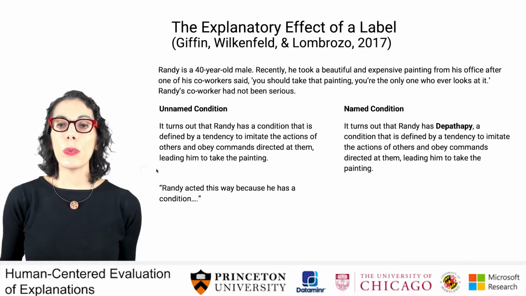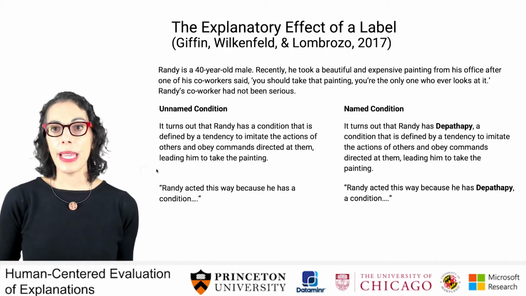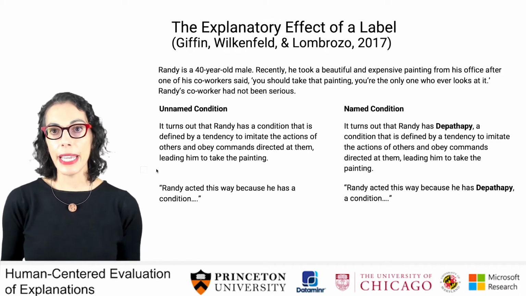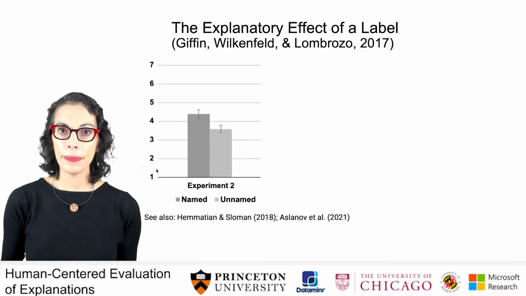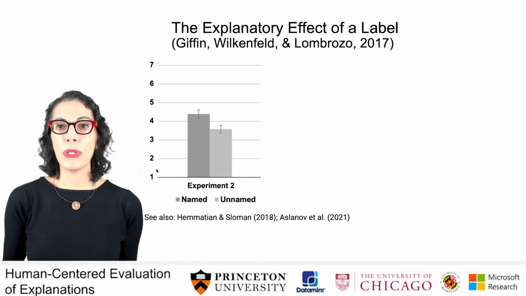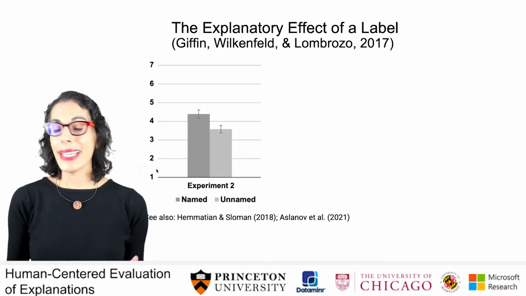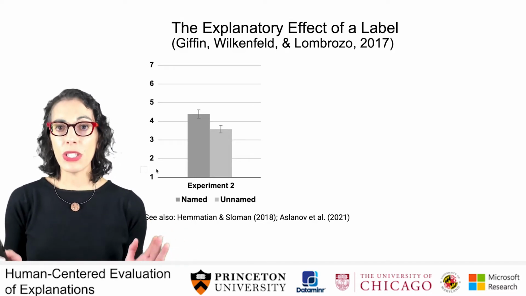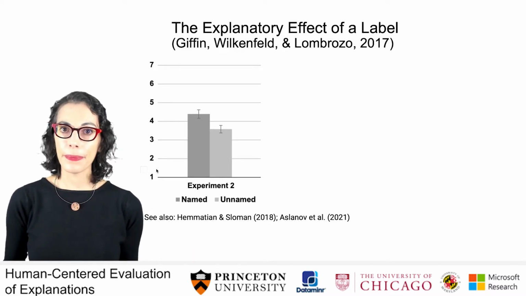That Randy acted this way because he has this condition in the unnamed case, or the same claim with the inclusion of the label in the named case. They rated how satisfying the explanation was on a scale from 1 to 7. The key result was that participants rated the explanation better in the named condition than in the unnamed condition, even though the only difference between the two conditions was the inclusion of the invented label dipathy.